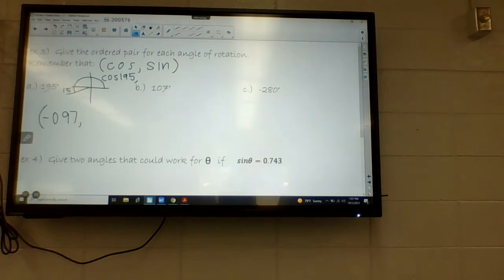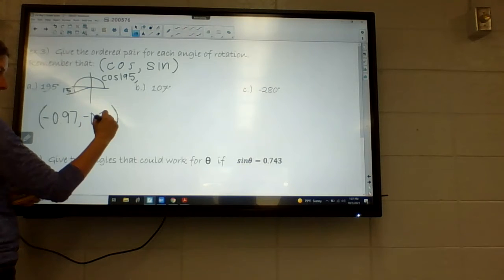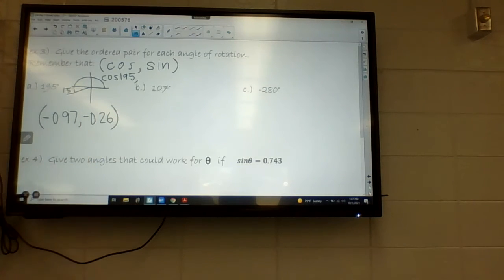Does it make sense that the cosine should be negative? Yes, because we're going down, so that makes sense. Then we're doing the sine of that. That's also negative.